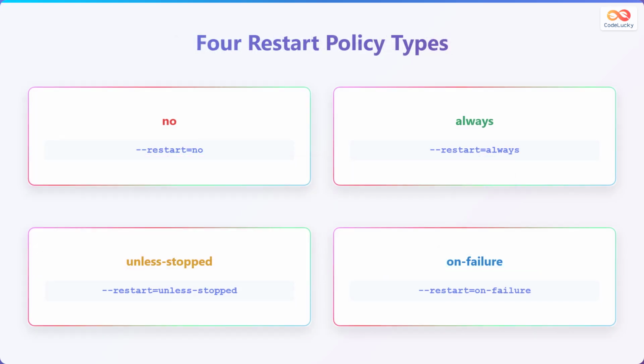Now, let's look at the 4 different types of restart policies available in Docker. The first one is no, specified with the command restart equals no. The second one is always, specified with the command restart equals always. The third one is unless stopped, specified with the command restart equals unless stopped. And the final one is on failure, specified with the command restart equals on failure.